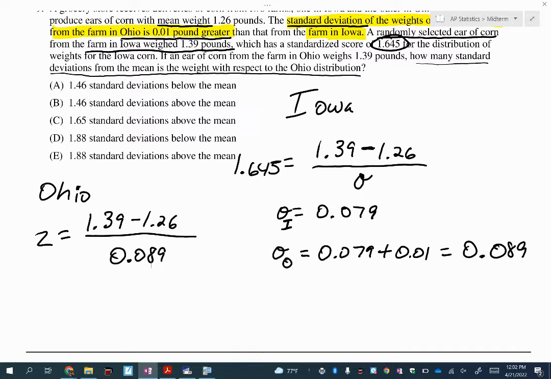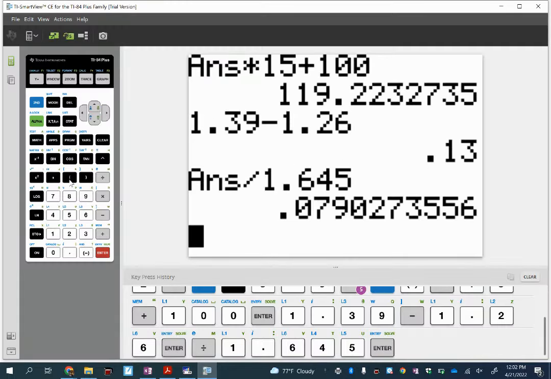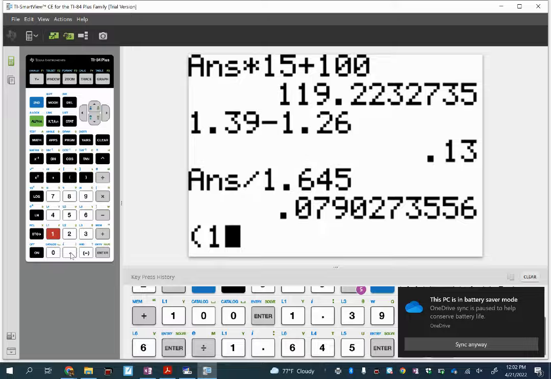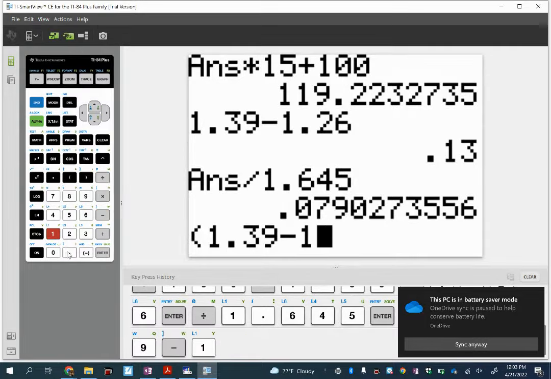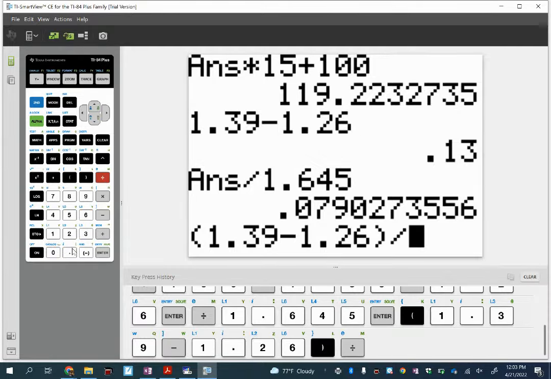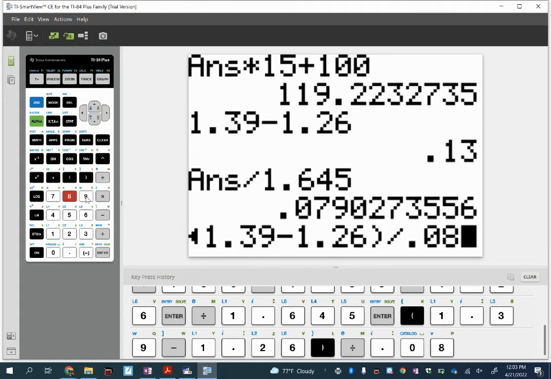I know, this is a lot of work. All right, so I'm going to do it quickly. So I'm going to do in parentheses 1.39 minus 1.26 parentheses divided by, and I think it was 0.089.